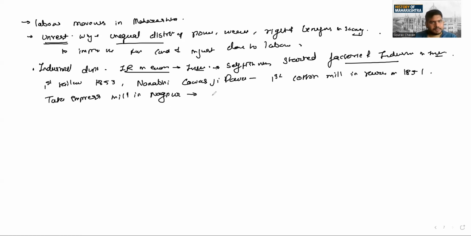Okay. And this moved on at such a pace that after 1885, on the establishment of Congress, we can say there were nearly 73 textile mills in Maharashtra. You can see how things developed. Up till 1885, there were 73 textile mills in Maharashtra. So the first thing was in the context of industrial development.